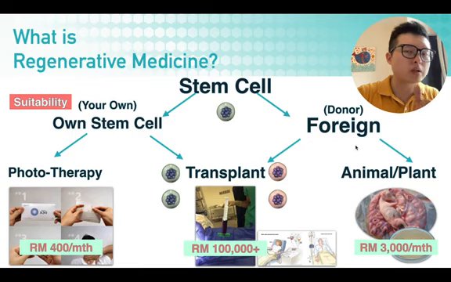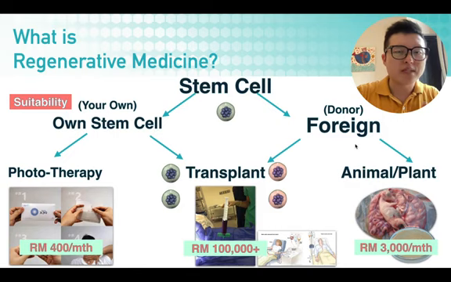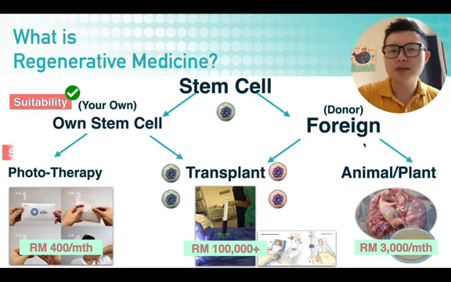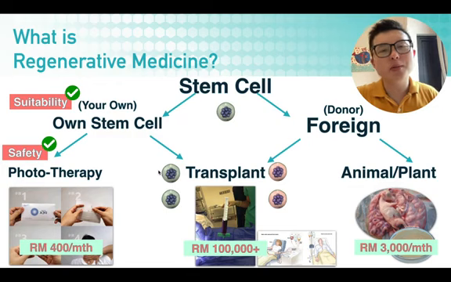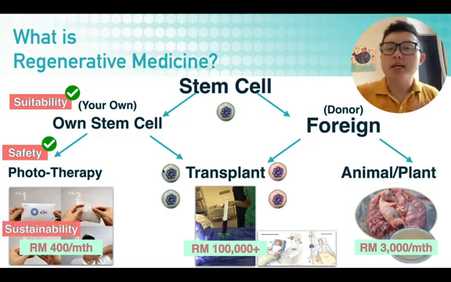Number one, we talk about the suitability. Which is the best form of stem cell that you should get? Is it your own stem cell or foreign stem cell? Your own stem cell. The second, there are so many different kinds of methods. Do you want to consume the supplements, or do you want to go to a medical hospital to receive the transplantation, or do you want to put a patch at the back of the neck, where even if you put the patch on your shirt it also works? Phototherapy is safest.